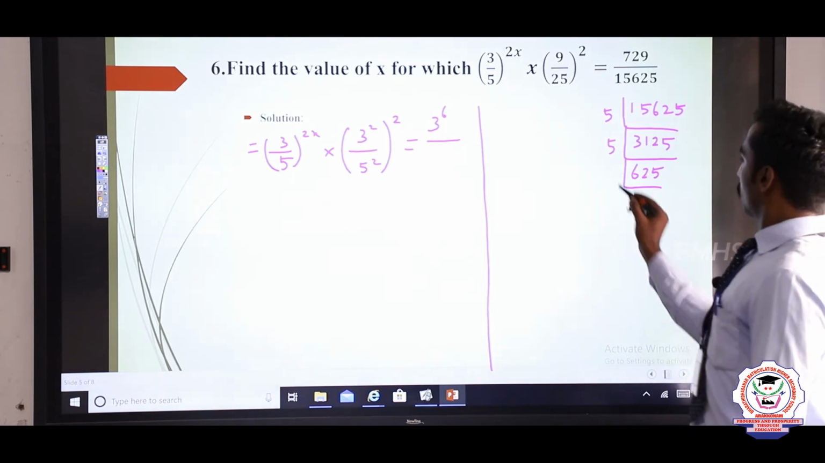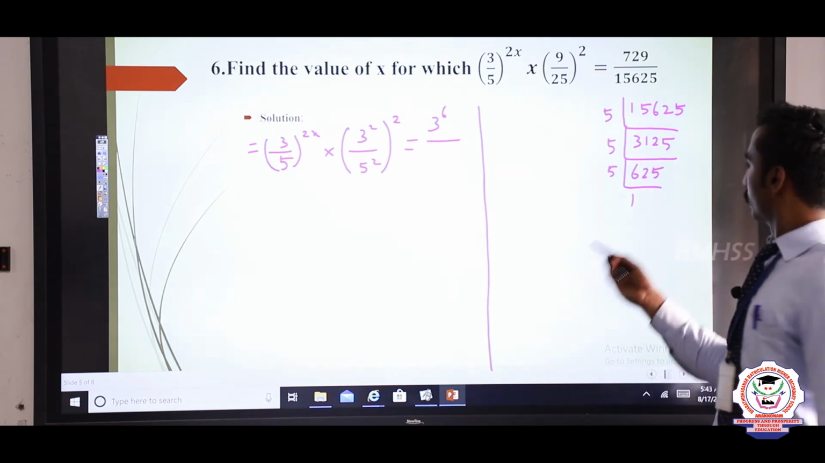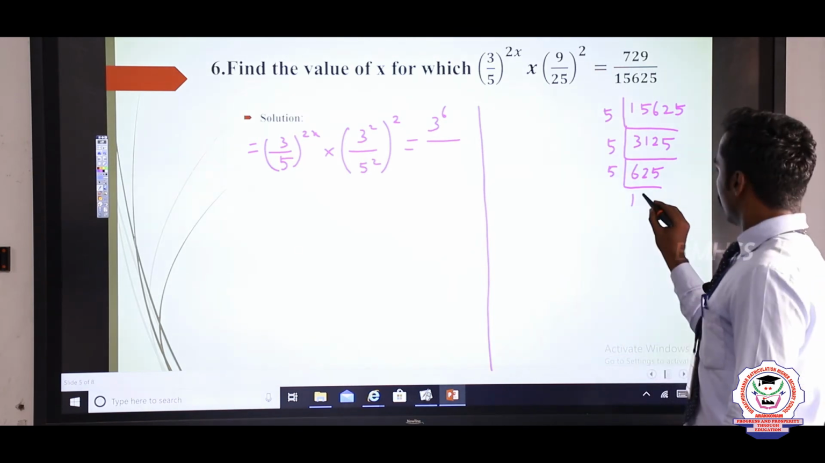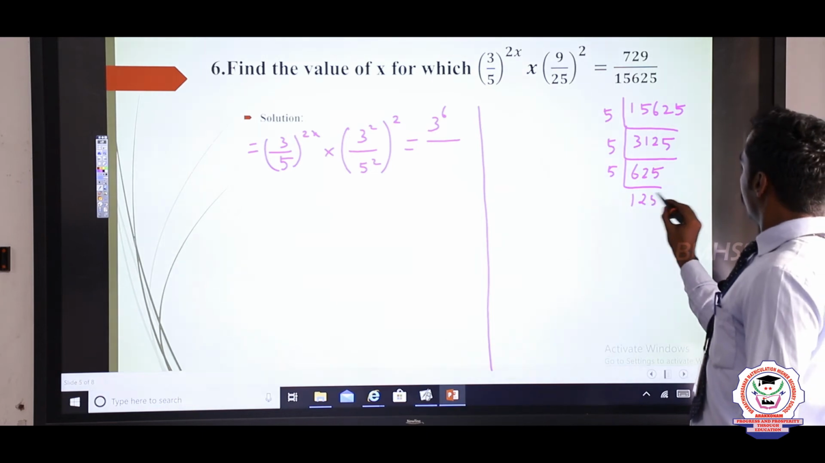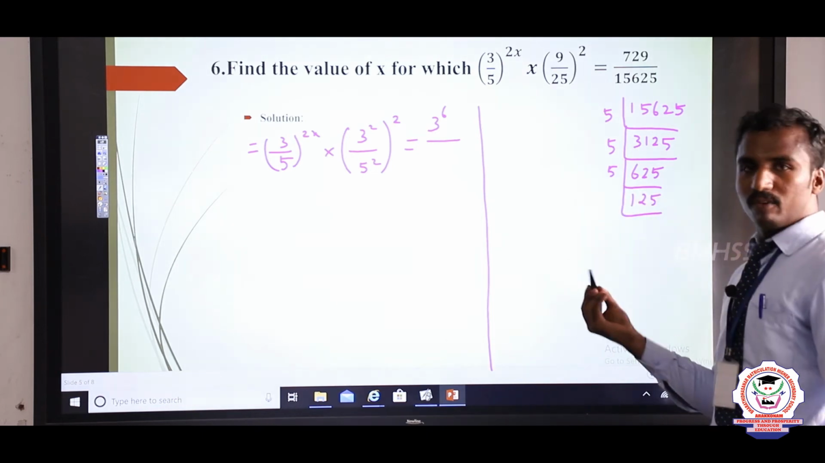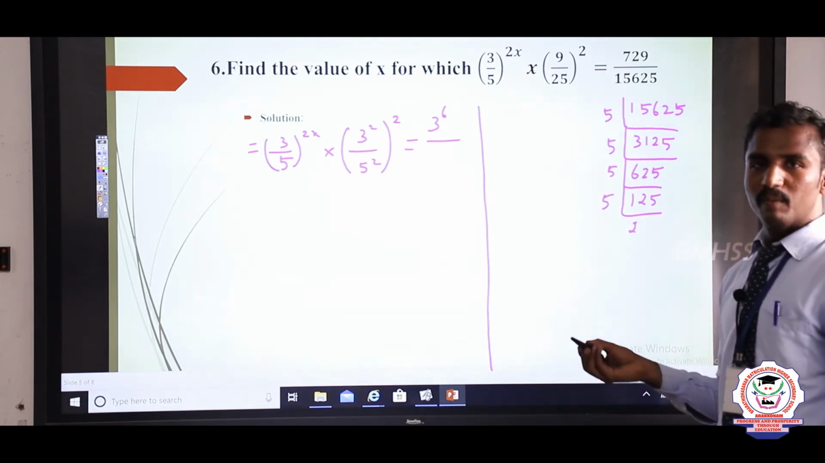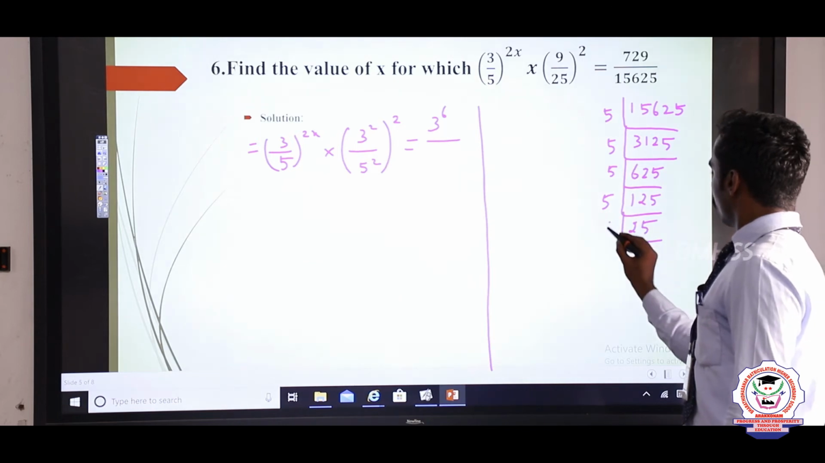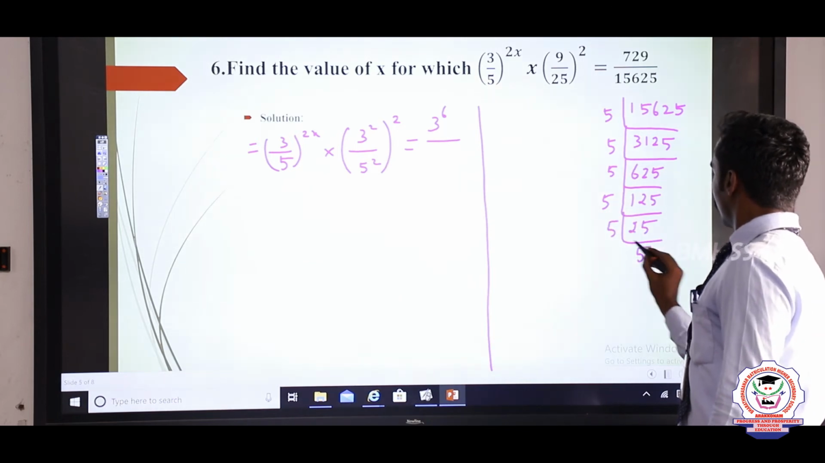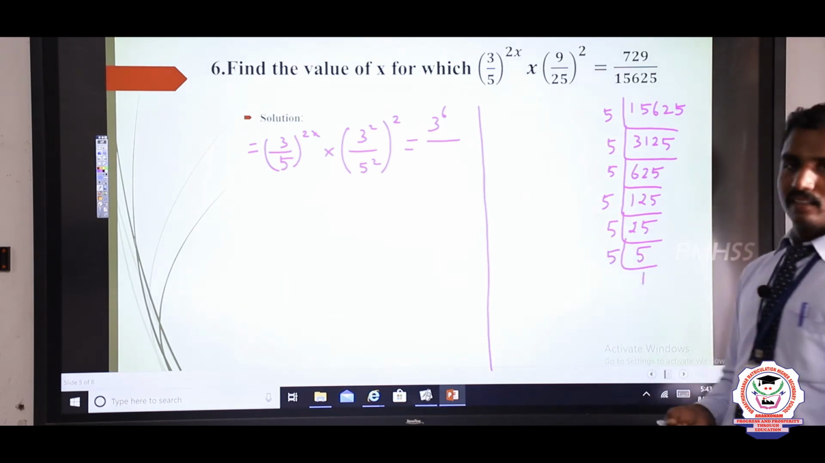Next one, fifth table only. 5 1s are 5. Remaining 1, 12. 5 2s are 10. Remaining 2, 25. 5 5s are 25. Again fifth table. 5 2s are 10. Remaining 2, 25. 5 5s are 25. Next one, last. 5 1s are 5. So listen.